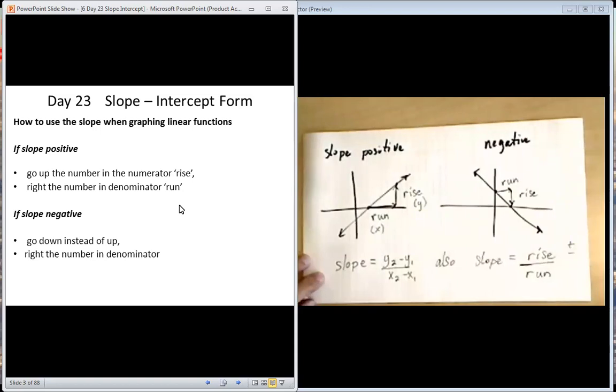And the run, what we're going to do is we're always going to go to the right direction. Always go to the right, at least for now, till you get some practice with this stuff. So this means the run will always be positive.